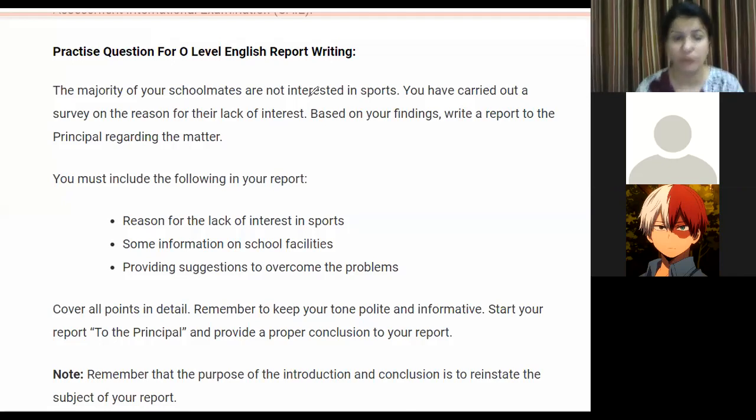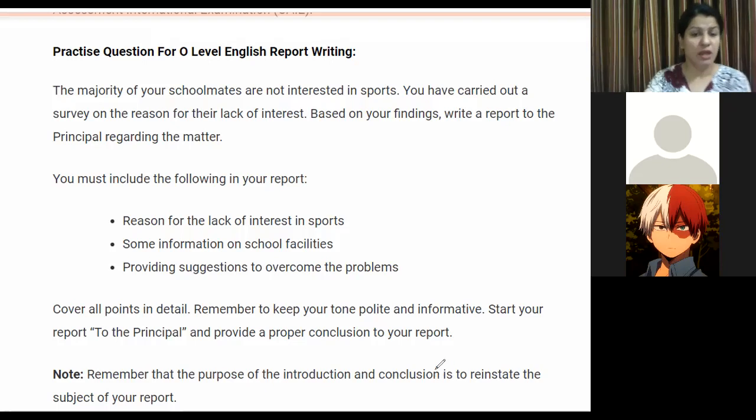The purpose of writing an introductory and conclusive paragraph is to reinstate, that is, what is going to be another word? To bring up or make sure that you are being heard based on the subject of your report.